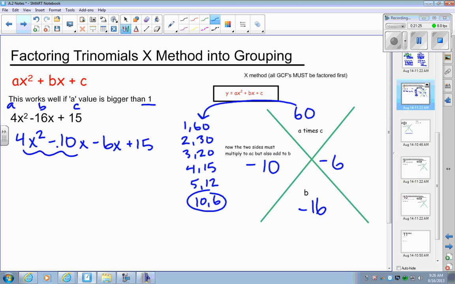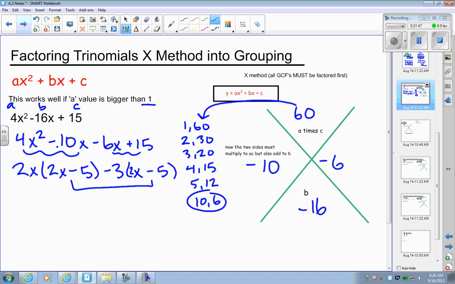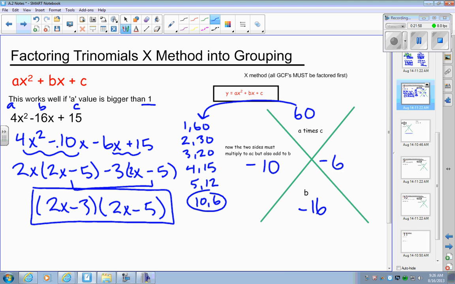So GCF out of here, 2x, so you're left with 2x minus 5. Pull the negative 3 out of here, because that's what these have in common. You're left with x. Make sure this changes signs. Whoops, you're left with 2x minus 5. Now, these are the same, so we're good. 2x minus 3, 2x minus 5. You can check that in your calculator if you want, or double distribute it back out, but we should be good with that.